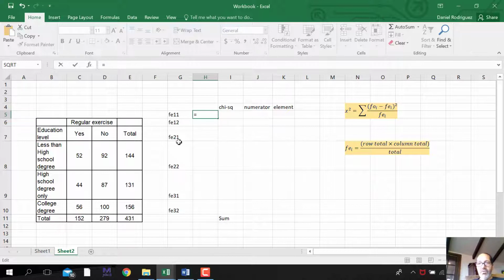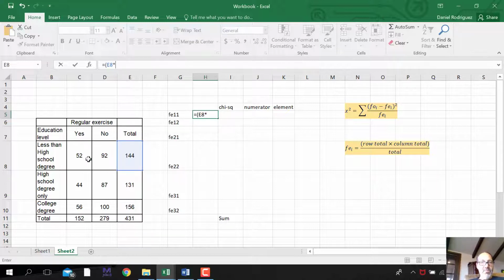So I need the row total. If this is for cell 1, 1, this cell right here, because this is row 1, column 1, it's 52. So the row total is 144. I also want to do this in parentheses just to separate it from the denominator. I'll highlight the cell, cell E8. I'll multiply it. The universal symbol for multiplication is your asterisk.